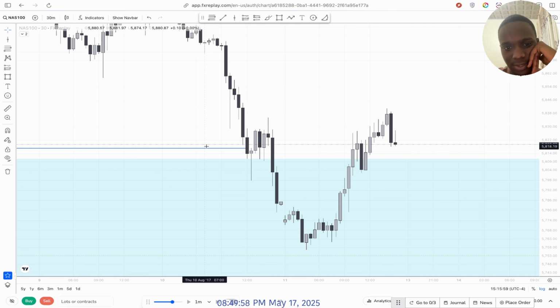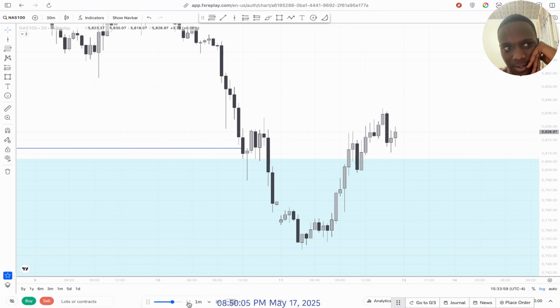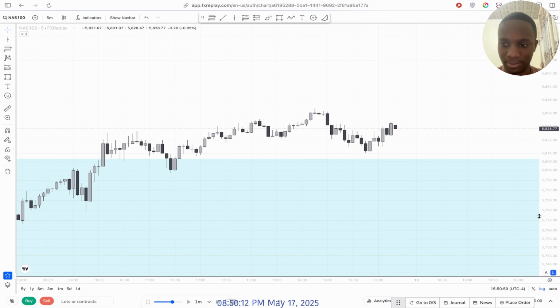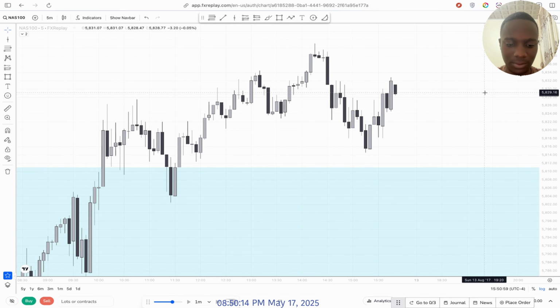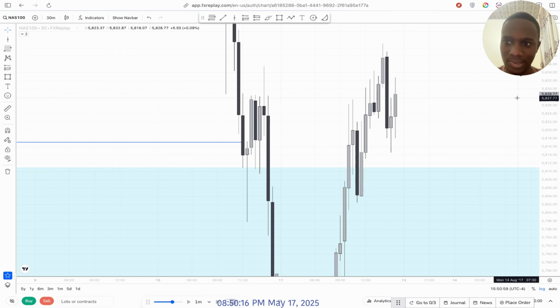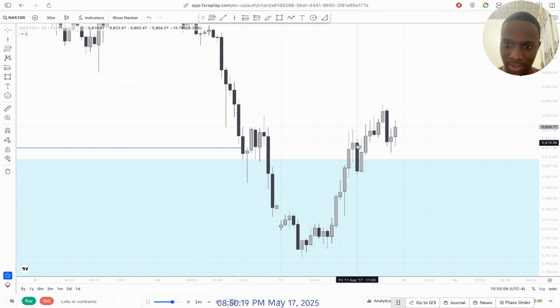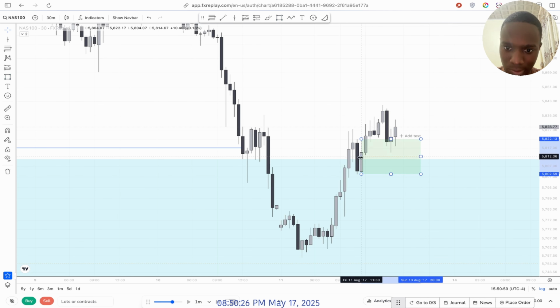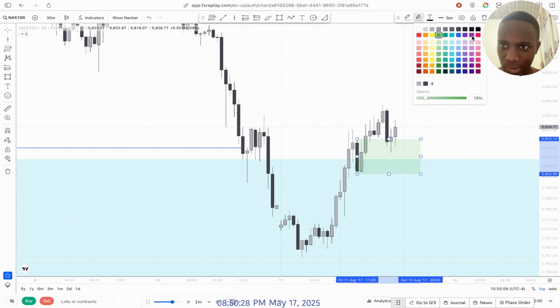Order block right here, liquidity sweep was done on this low, which means we don't have any liquidity near here. Okay, 30 minute order block. When we get to the 5 minute, let's see a good shift. So let's go back to the 30 minute a bit. You can see that we have a good OB here, this zone. Okay, I think this one looks better.